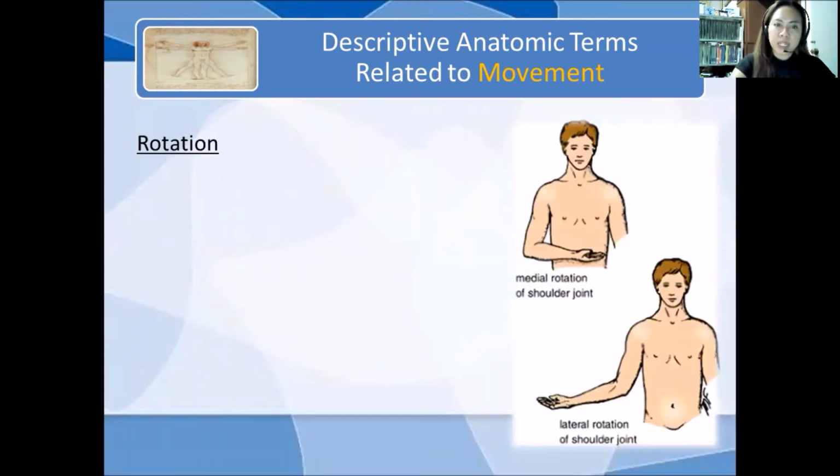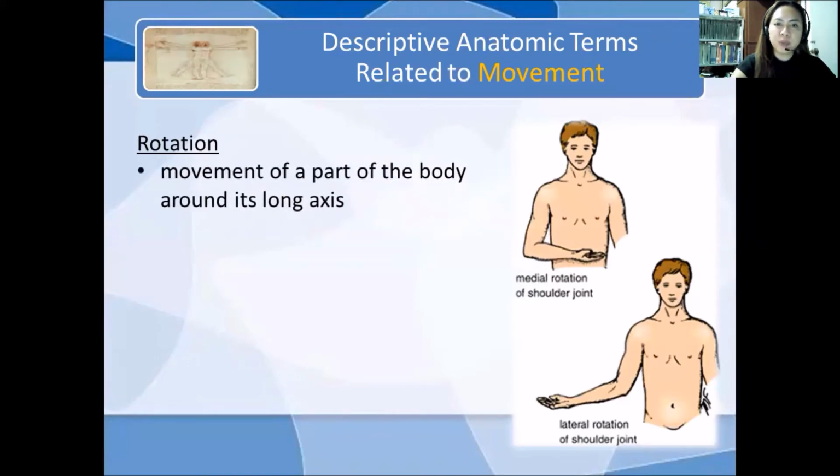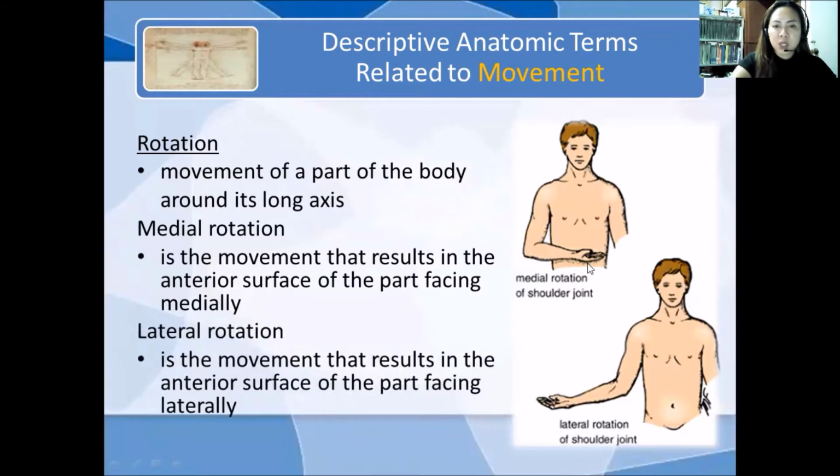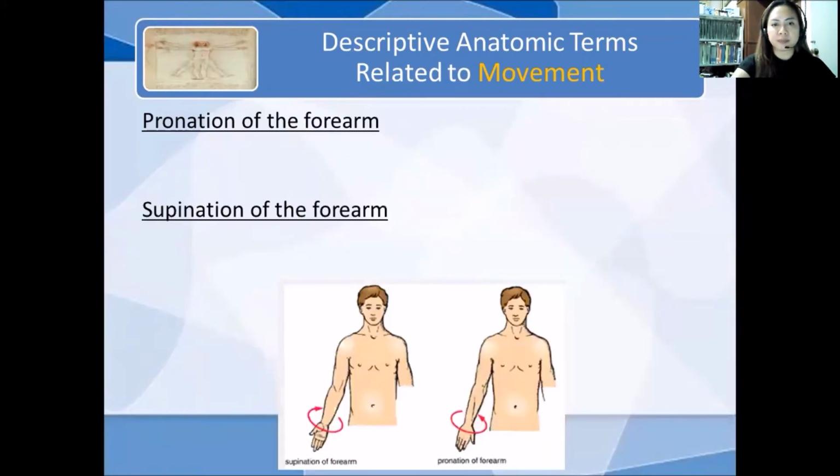Claro. What about your rotation? If you say rotation, that is the movement of a part of the body around its long axis. Like medial rotation for this figure is the movement that results in the anterior surface of the part facing medially. Okay? Papasok. Okay? Medial rotation. Lateral rotation is the movement that results in the anterior surface of the part facing laterally, palabas, like this one. That is lateral rotation of the shoulder joint.